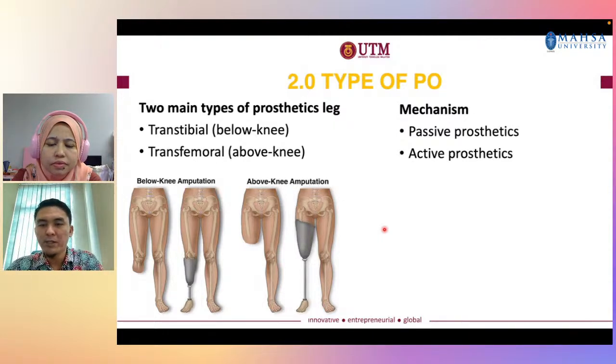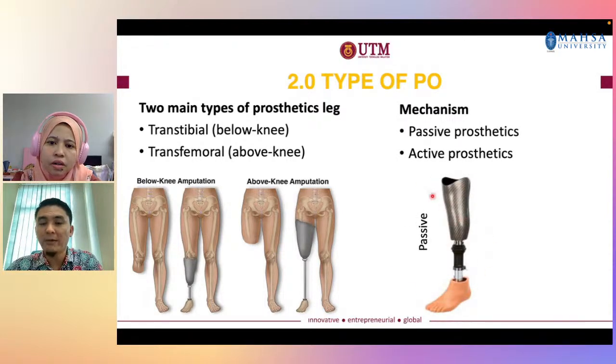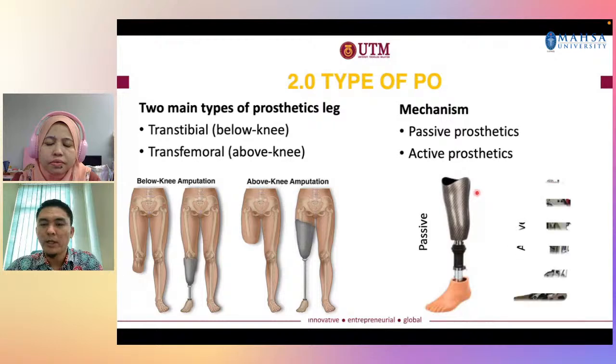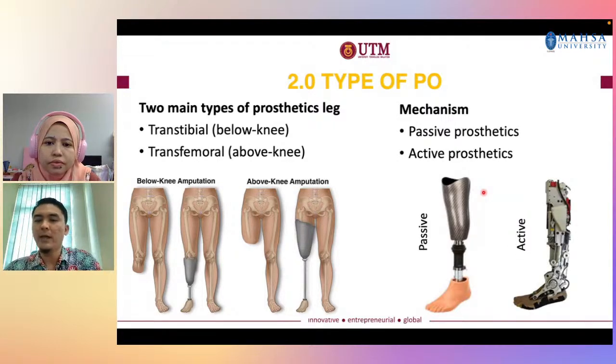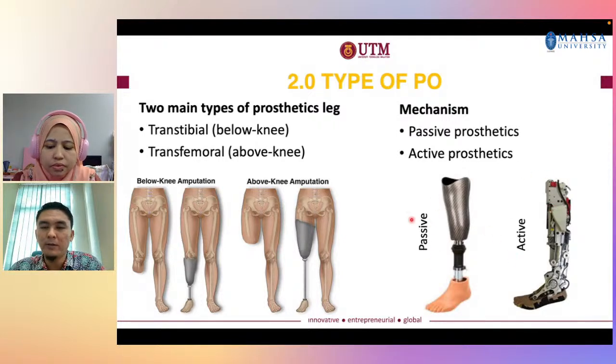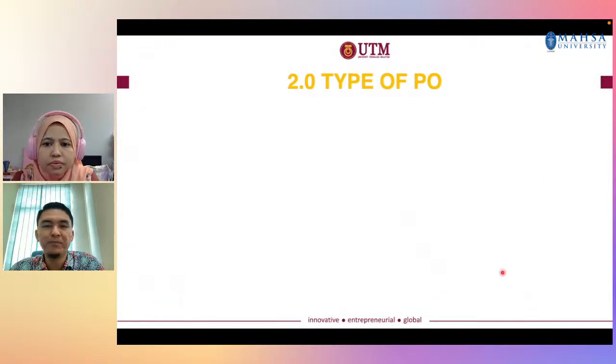Okay, we move forward to the mechanism between the passive and active prosthetic. As I mentioned before, there are two different mechanisms. The first one is passive, which does not have any electrical or electronic parts or any other sensors embedded into the prosthetic leg. But for active, if you can see here, there are many motorized systems to control the ankle joint, for example, to give some force coming from the motor, and the motor also gets its energy from the battery, for example.